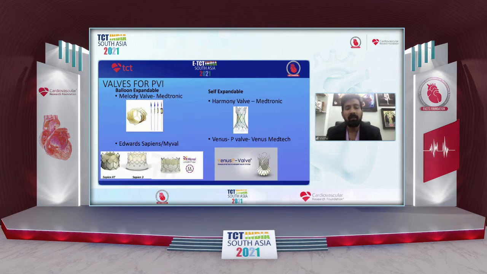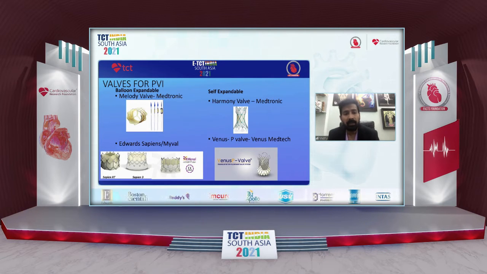So what are the valves available for pulmonary valve implantation? The Melody valve is a custom-made pulmonic valve, which was founded in 2000 by Philippe Bonhoeffer. But the difficulty with the Melody valve is it's only for the conduit, not for the native PA, because the largest size available is 24.